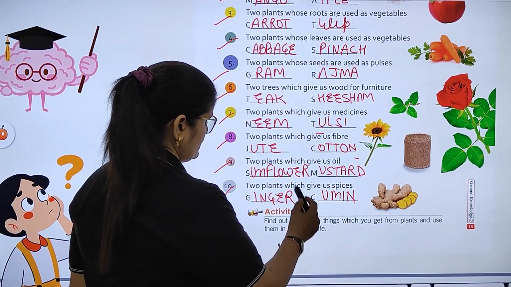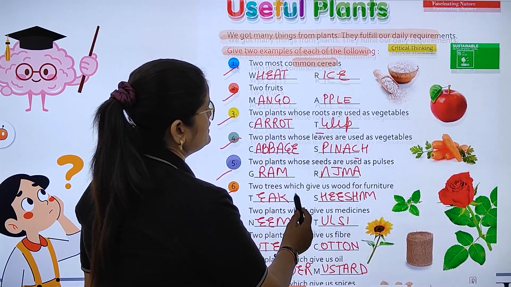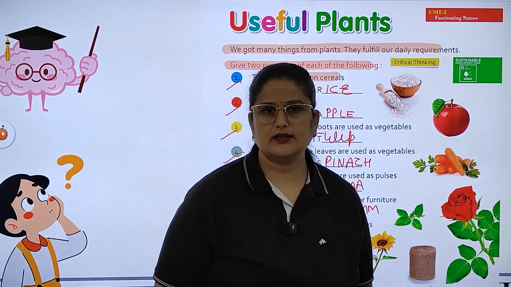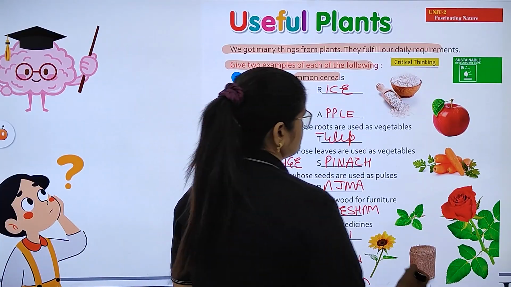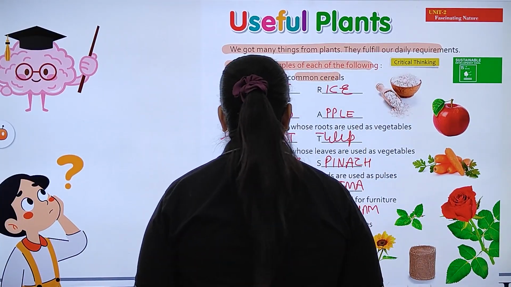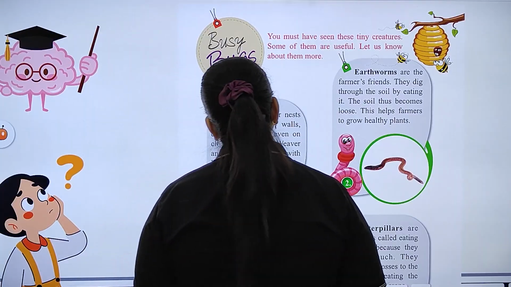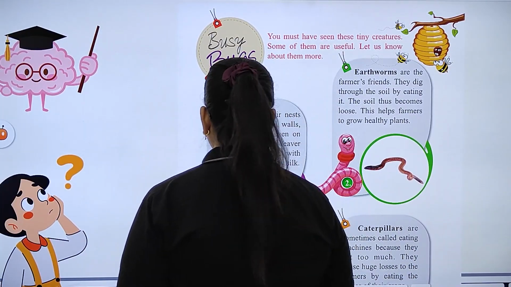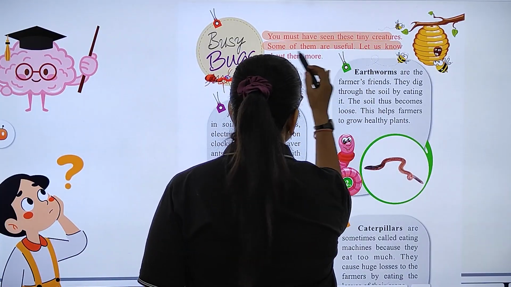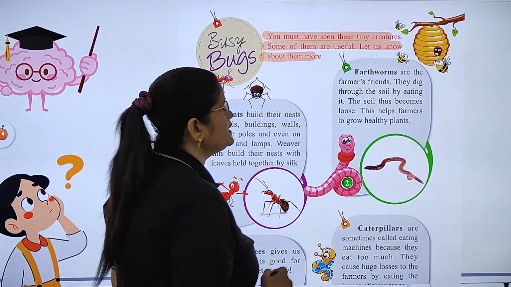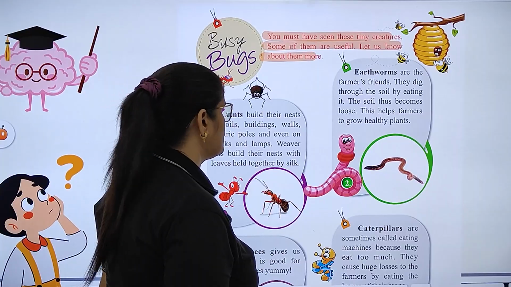Okay, so my dear students, this chapter is done here. Now let's begin the next chapter, Busy Bugs. This chapter is only for reading. You must have seen these tiny creatures. Some of them are useful. Let us know. So let me start.